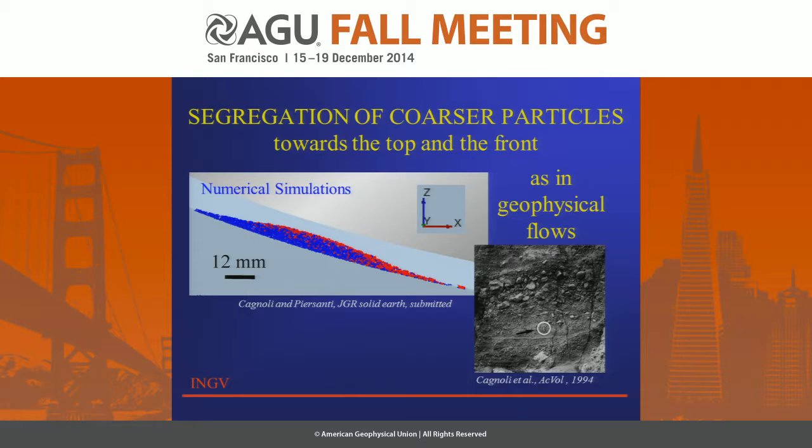Our flows are realistic because they also show a segregation of coarser particles toward the top of the flow and the front of the flow. This is a numerical simulation. It's the deposit. The red particles are the cubes, which are those with larger volumes, and you see they segregate toward the top and toward the front. And as we know, this is a kind of segregation that is seen over and over again in natural geophysical flows.